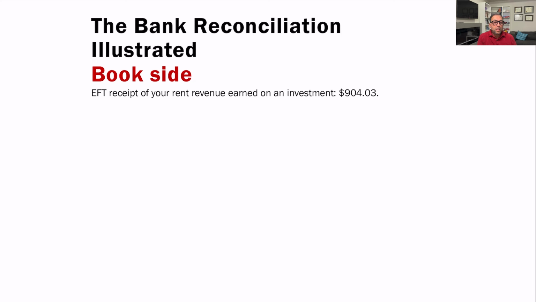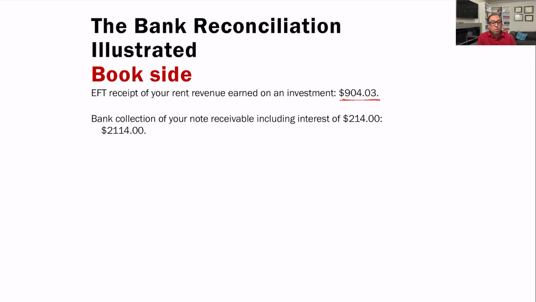Now, if we look at the book side, or the books of the business, we see here an EFT, receipt of rent revenue earned on an investment. So it's interest revenue, or an EFT, an electronic fund transfer to our account, which we did not enter in our books, so that's missing. Bank collection of your notes receivable, including interest of 214. That's a total bank notes collection done by the bank, but not entered in our books.